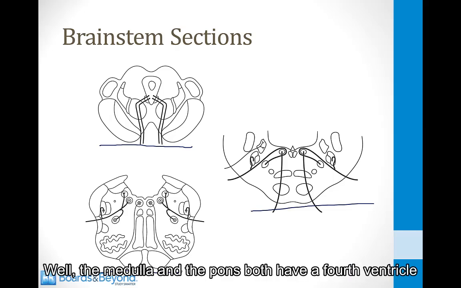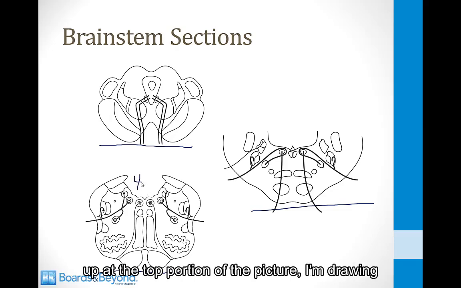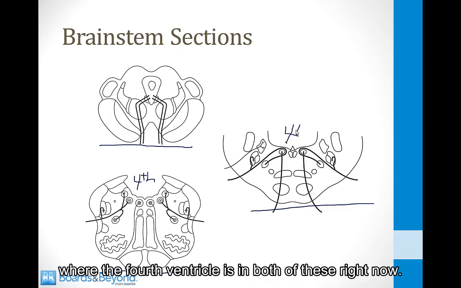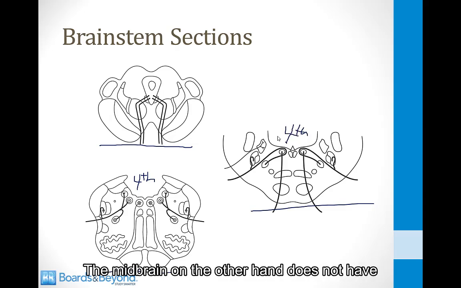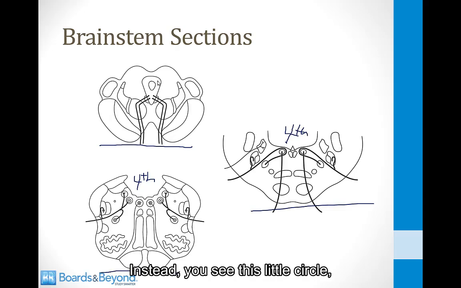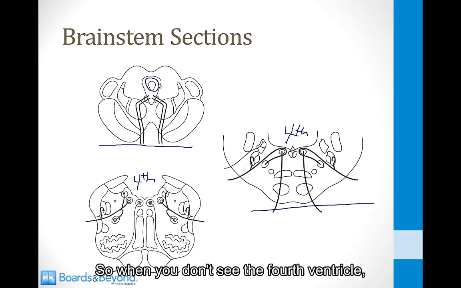Well, the medulla and the pons both have the fourth ventricle up at the top portion of the picture. I'm drawing where the fourth ventricle is on both of these right now. The midbrain, on the other hand, does not have the fourth ventricle. Instead, you see this little circle, which is the cerebral aqueduct. So when you don't see the fourth ventricle, you are usually looking at the midbrain.